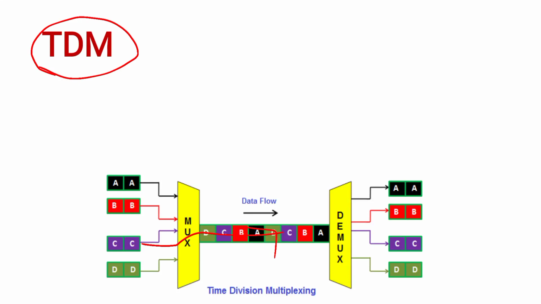Here the advantage is we have only one channel for transmitting the signals of multiple users. That means bandwidth is very less. This is the advantage of the TDM method. But what is the drawback? At any time, only one user can transmit the data to the receiver. That means more time is taken for the process.